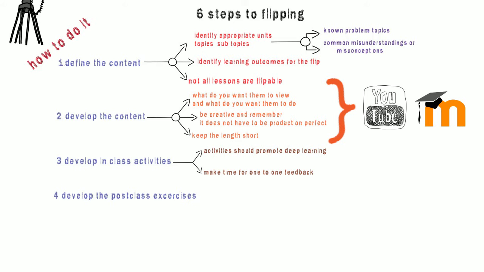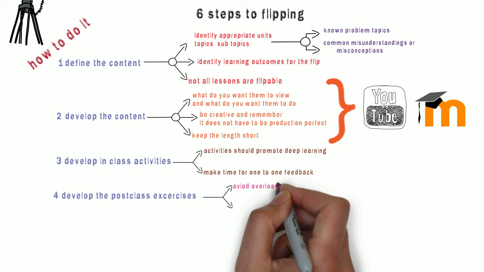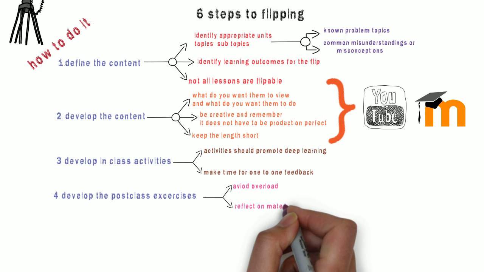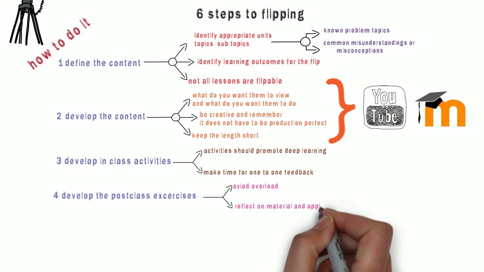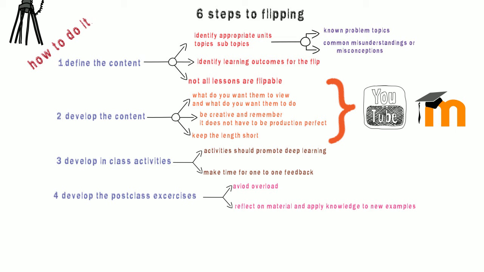Step 4. Develop the post-class exercises. With the flipped classroom, we have to be careful that we don't overload the students with too many post-class activities and materials. These activities will be more effective if you allow the students to reflect upon the material that was created in class, as well as continue to apply the new knowledge created to perhaps more complex examples. The main focus of the after-class activities is to allow the students to check their understanding, as well as ensure that they have a mastery of the content covered.